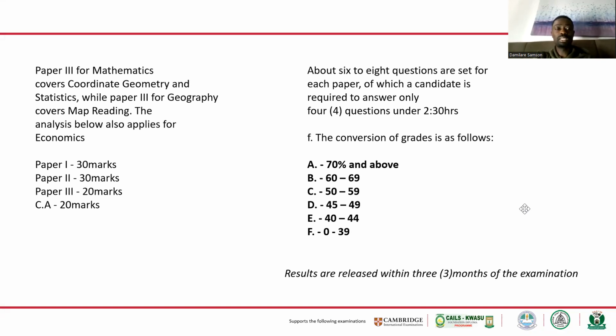On this next slide, for paper three, that's for mathematics, I'm not really going to say much about that. Paper one carries 30 marks, paper two, 30 marks, and paper three, 20 marks. If you sum that together, we have 80 marks. Your CA also carries 20 marks, which will give you the total of 100. Now, we have about 6 to 8 questions for each of the papers, and candidates will be given 2 hours, 30 minutes to work on them.